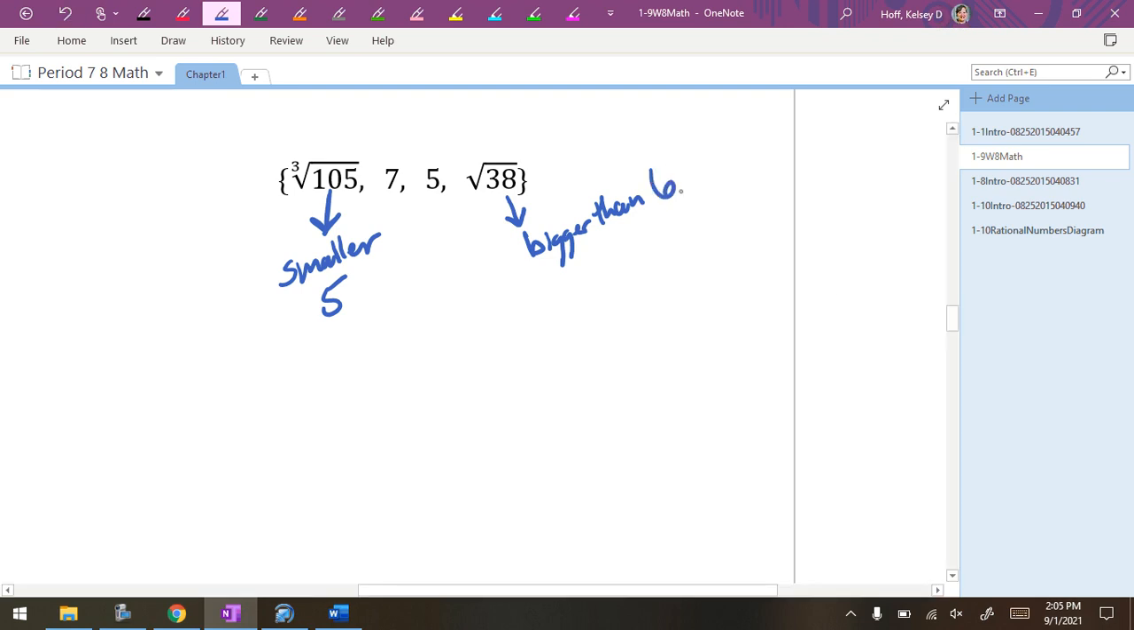Okay. So the numbers, how you would say them out loud, are the cubed root of 105, 7, 5, and the square root of 38. Which one's the smallest? The cubed root of 105, then 5, then the square root of 38 because it's just over 6, and then 7.